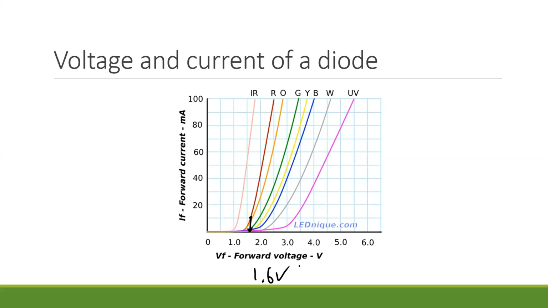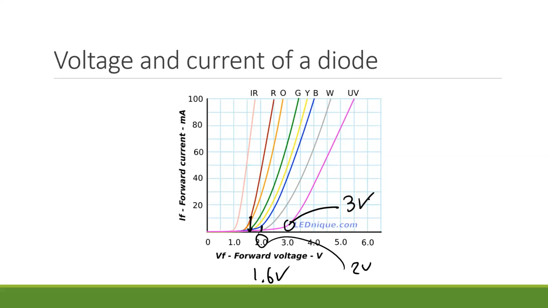Now, if you compare that to something like a blue diode, you need to put more in. You need to put 2 volts into a blue diode to get it to light up. A UV, ultraviolet, diode needs even more. You need to put 3 volts into a UV diode before it will light up. You need to put in more voltage.